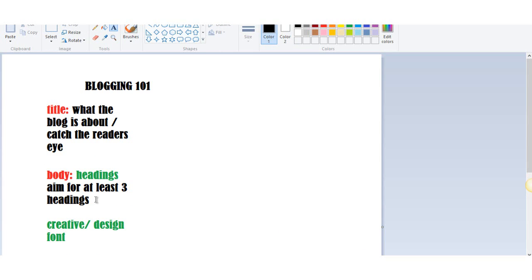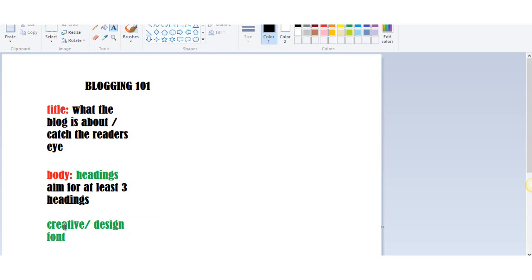You want to just be creative. Don't just write a long blog without any breaks, without any headings, because the person's going to get bored and they're not going to get to the end of your blog.